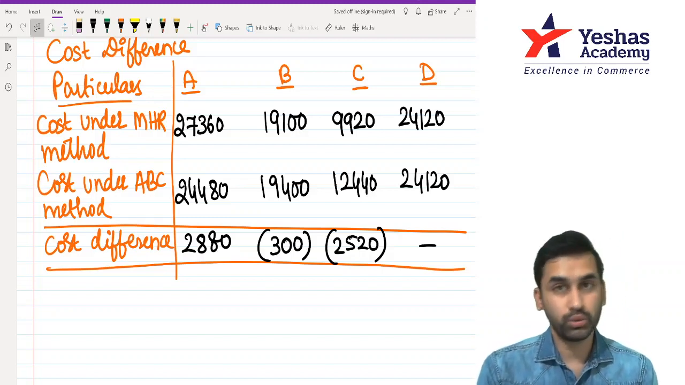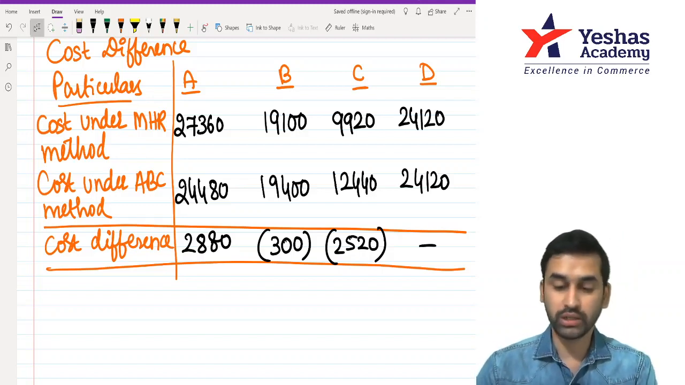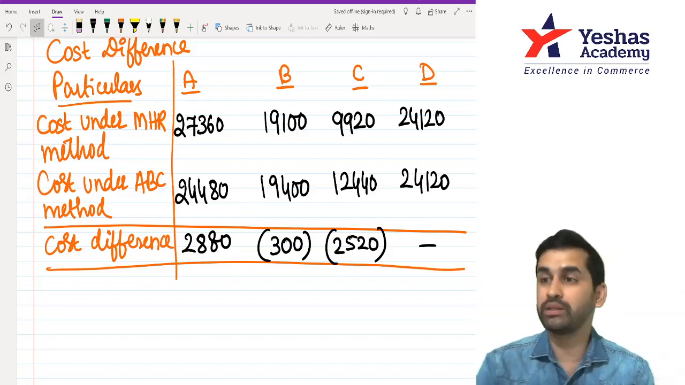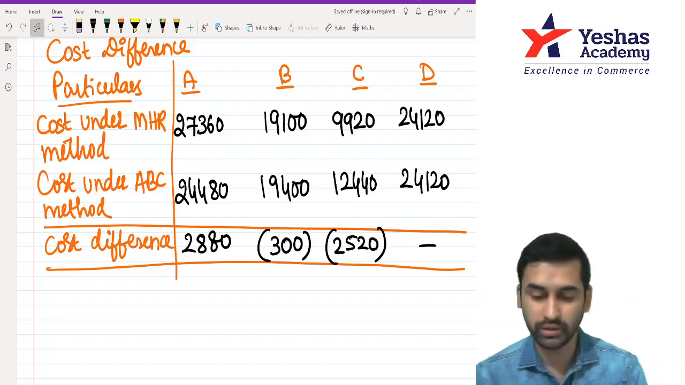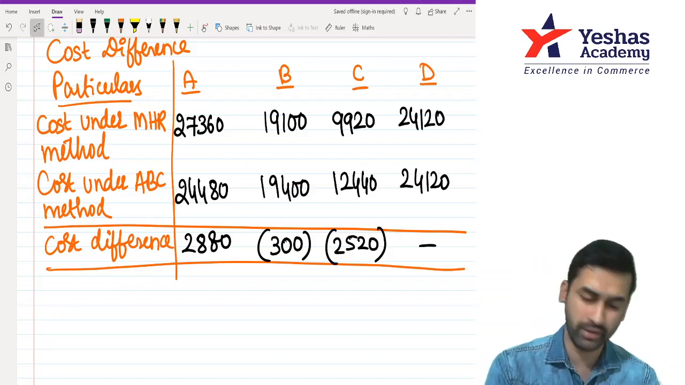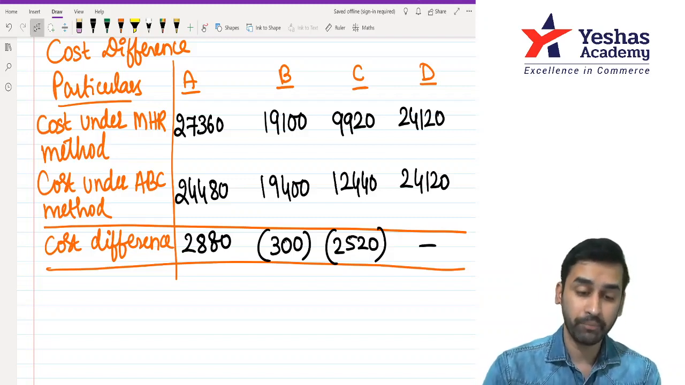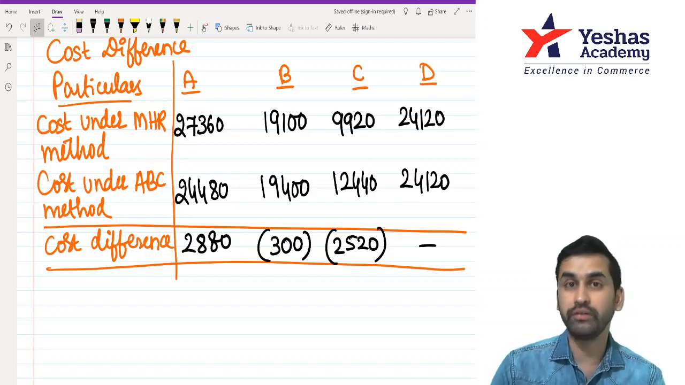I've already told you, you should not try and do the total to get 0. You will not get, because number of units are different. Material, labor costs are all different. So you don't have to reconcile that way. Yeah, don't worry. By the way, it's not just cost difference calculation.